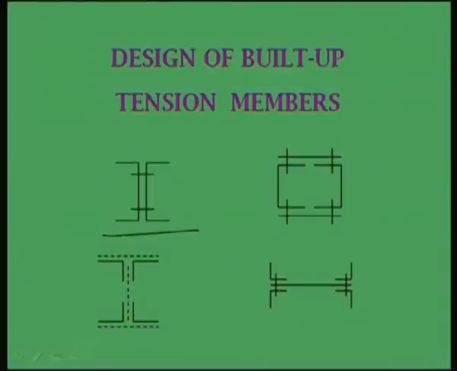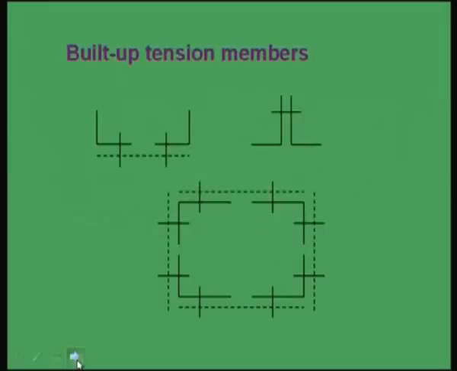As we discussed earlier, that arrangement can be made in different ways. Say channel type of section, 2 channels placed back to back, or 2 channel sections placed front to front, like this. 4 angles can be provided like this. 4 angles provided oriented in this way is another built up section. So in different ways we can make the built up section.